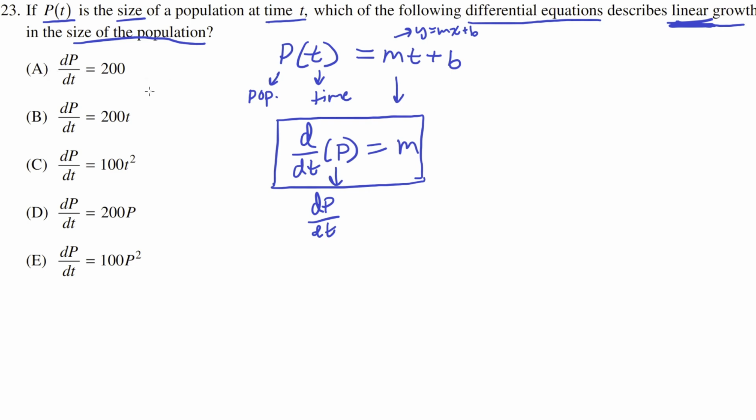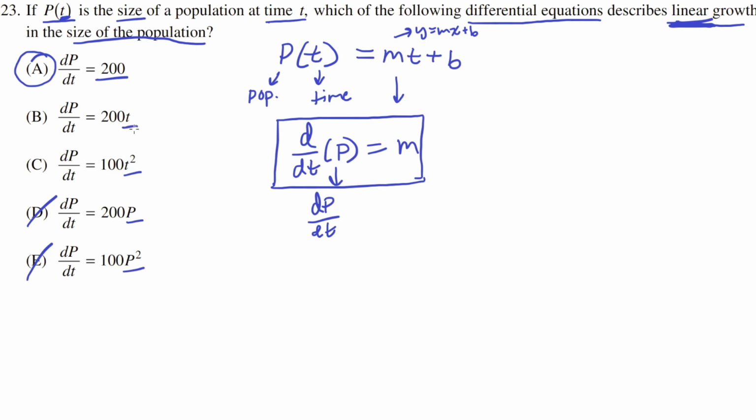And if we look at all of these answer choices, the only one that does that is answer choice A, where the first derivative of the population is just equal to some constant. The others, if we look at them, have some t's in them or some P's. Obviously, we can rule out the P's because the population function is dependent on only t. It doesn't vary with respect to P.